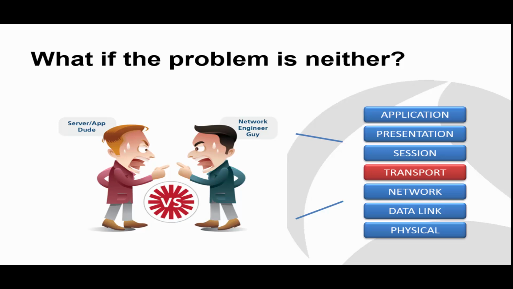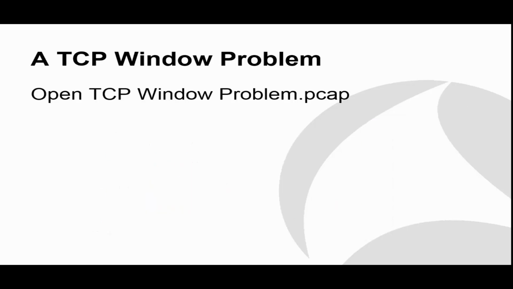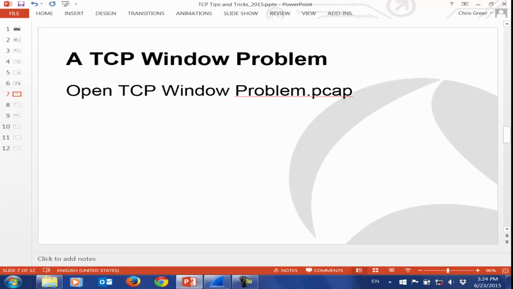Also, what if the problem is in neither camp? What if it genuinely isn't a server problem, or it's not the network itself? What if it is within TCP? This is why we need to become better TCP experts, because we find more and more today, this is where problems can hide. Okay, let me show you an example of what I'm talking about.